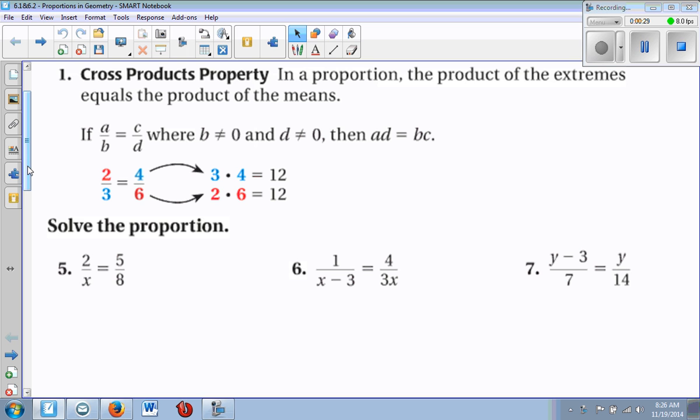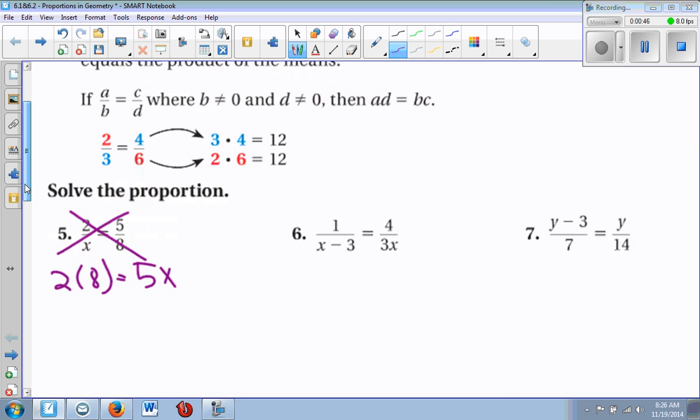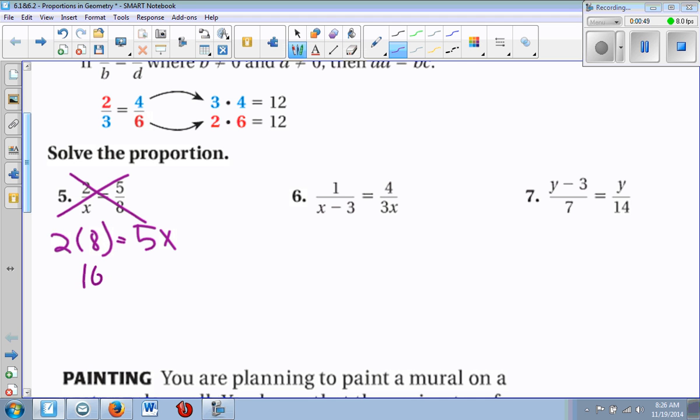So when you're looking at a proportion like in number 5, all you're going to do is cross multiply your two diagonals, and you're going to set the products equal to each other. That's called cross products. So the first diagonal of 2 times 8 will be equal to the second diagonal of 5 times x. 2 times 8 is 16. So if you want to know the value of x, you divide both sides by 5, and we end up with an answer of 16/5. If you want to write that as a decimal, you can. It'd be 3.2.